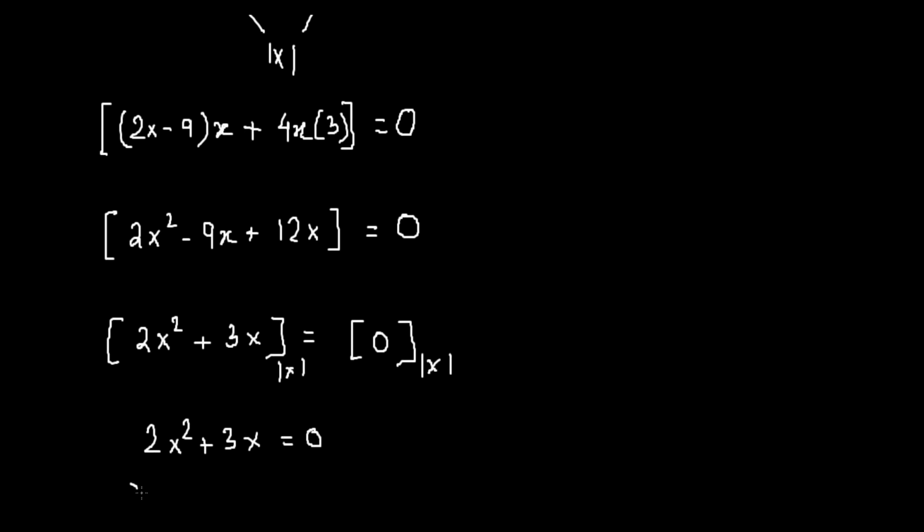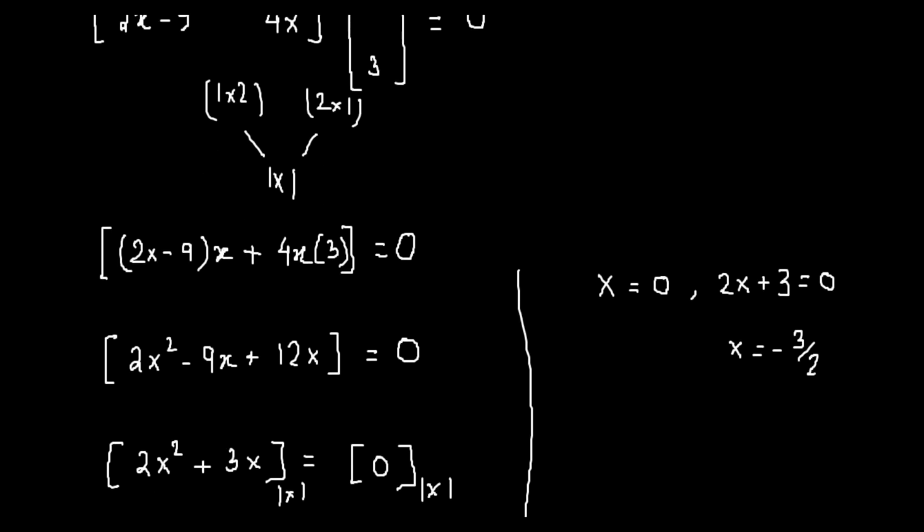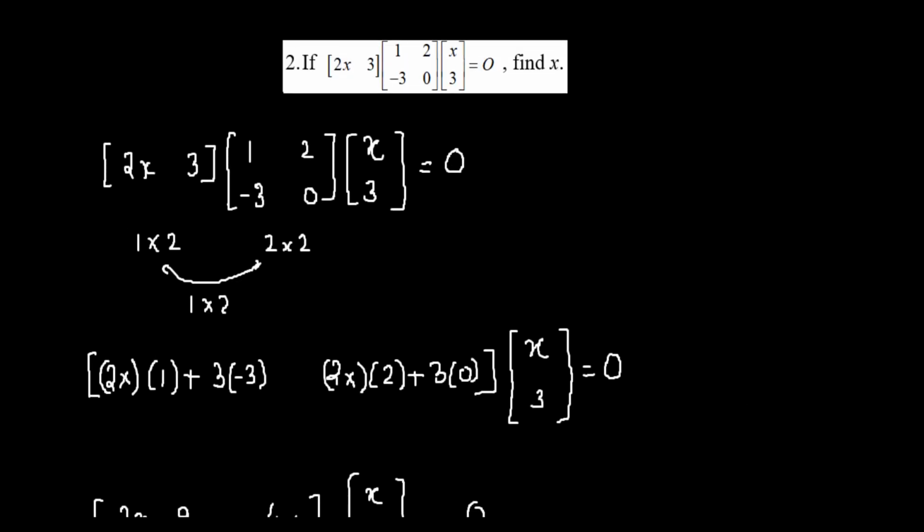We factor out x, leaving us with x times (2x plus 3). This gives us the value x equals 0, or we have 2x plus 3 equals 0. When we solve for x, we should get -3/2. So these are the two values of x, which are 0 and -3/2, when we solve the given matrix equation. Let's move on to the next question.